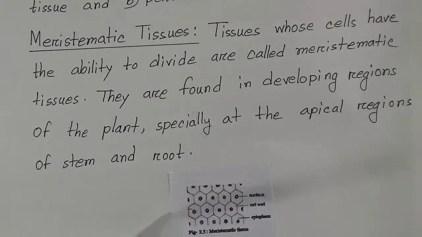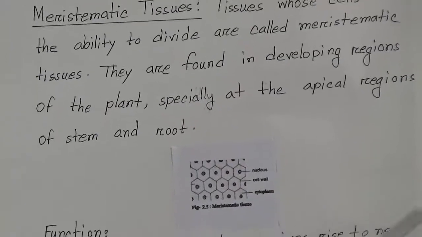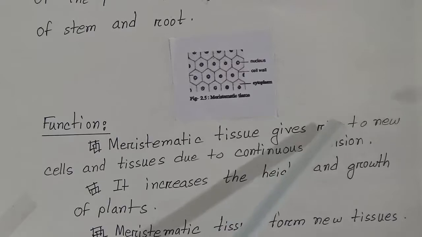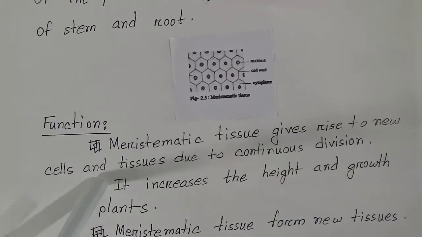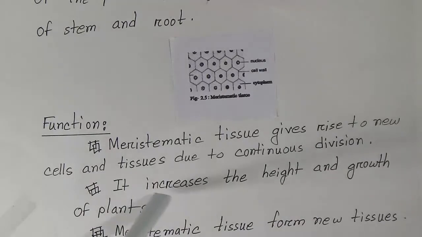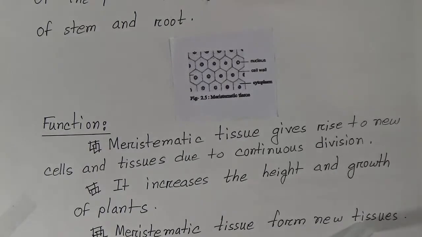You can see here is a meristematic tissue cell. We can see here in the center of this cell is the nucleus, and this is the cell wall, and this is the cytoplasm of this cell. Function. Meristematic tissue gives rise to new cells and tissues due to continuous division. It increases the height and growth of plants. Meristematic tissue forms new tissues.